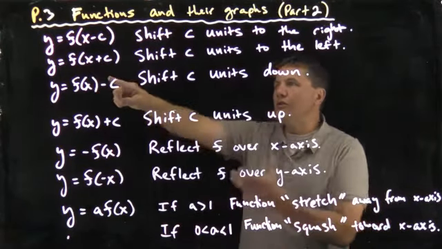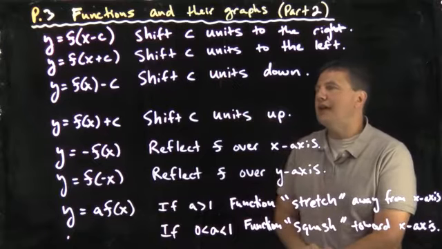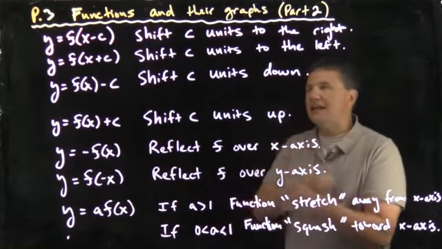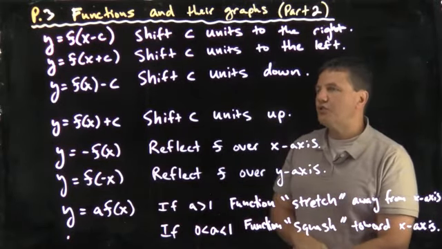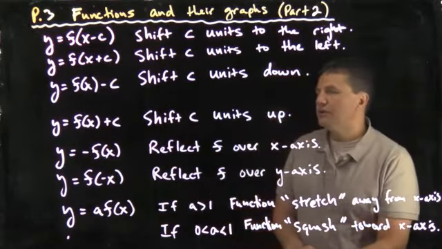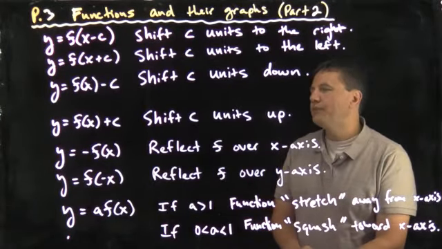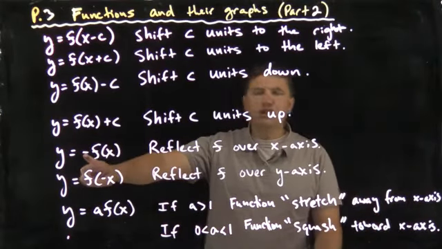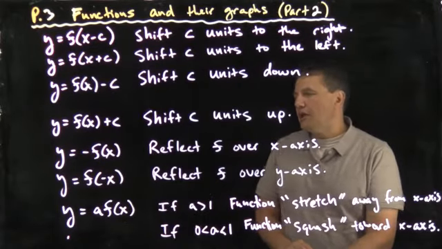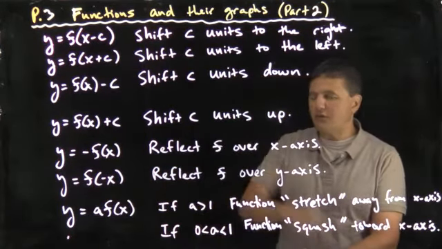If you plug into the function x plus c, you're going to shift that original function c units to the left. If you take that function and subtract c on the outside of that function, it's going to shift that original graph c units down. If you add c on the outside of that function, you're going to shift the original graph c units up. If you have a negation in front of the function, you're going to reflect f over the x-axis. If you have the negative plugged into the function, negative x, you're going to reflect f over the y-axis.